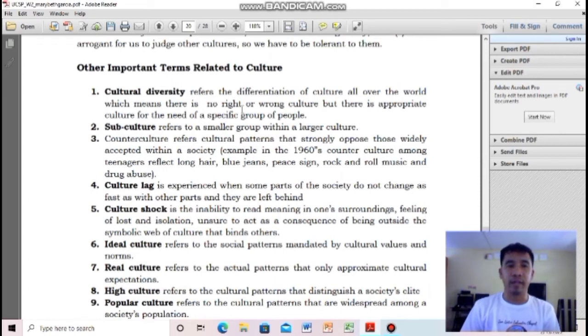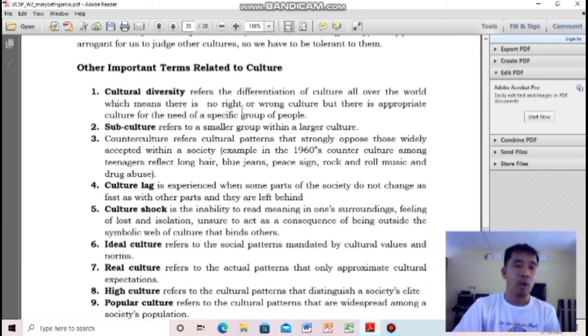Second, subculture. Mama na subculture, smaller group within a larger culture. Next is counterculture. Refers to cultural patterns that strongly oppose those widely accepted within a society. Okay, so example, counterculture, those culture na naga-contradict or naga-oppose, no, some acceptable or widely acceptable nga kultura.